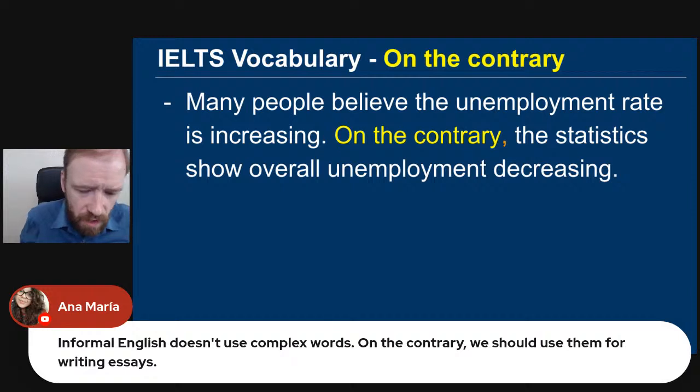Informal English doesn't use complex words. On the contrary, we should use them for writing essays. No, because the first sentence is true. So informal English doesn't use complex words. Yeah, that could be true. So on the contrary, no.